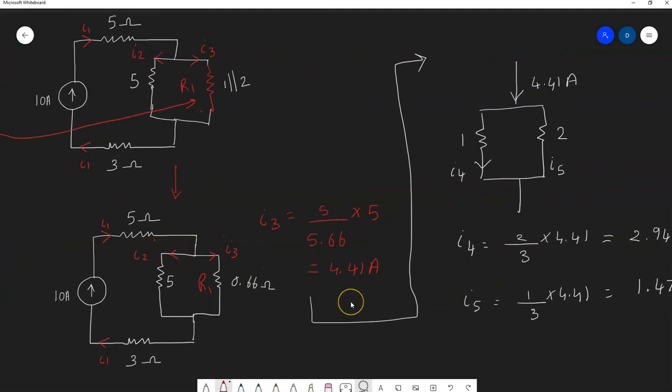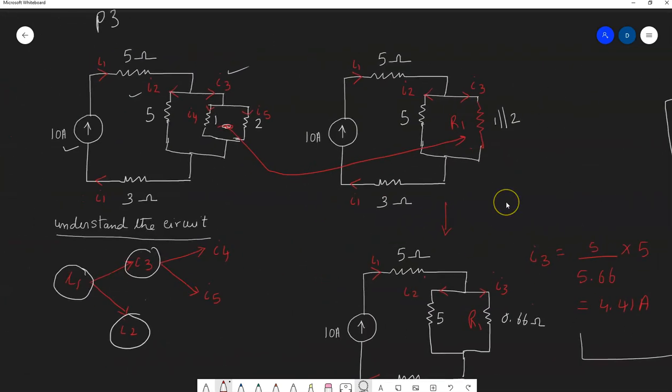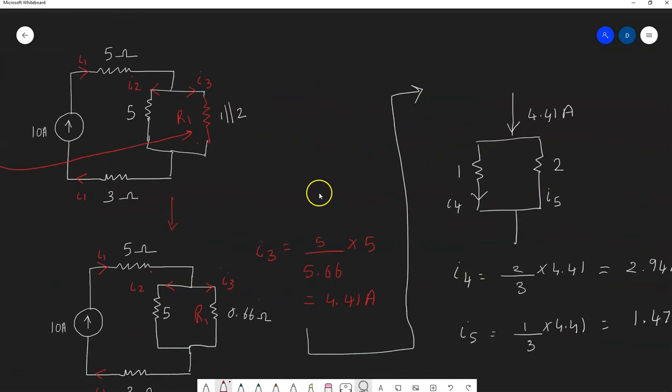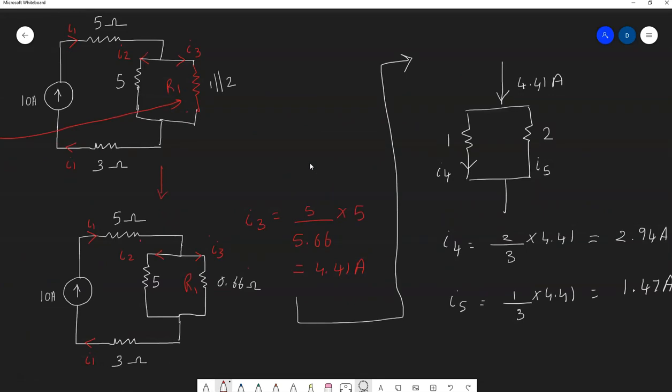So this I3 is the current that's getting divided between I4 and I5. You just have to apply the same concept here. So the current I3, which is 4.41 amps, is dividing into 1 and 2. The formula you might have memorized by this time: the current in a branch I4 is the other resistance divided by total resistance times the input current. I5 is the other resistor, which is 1, divided by total resistor times the current.